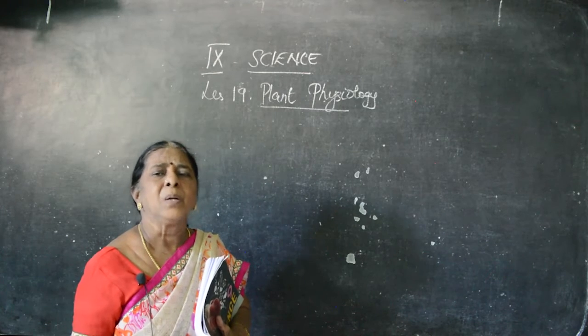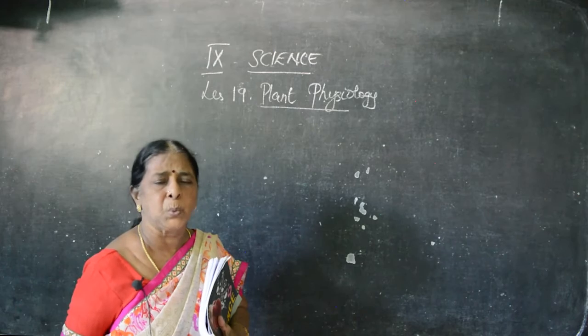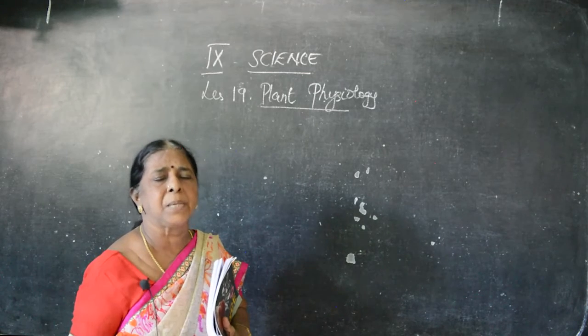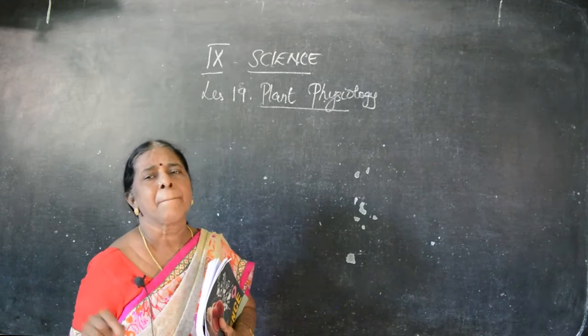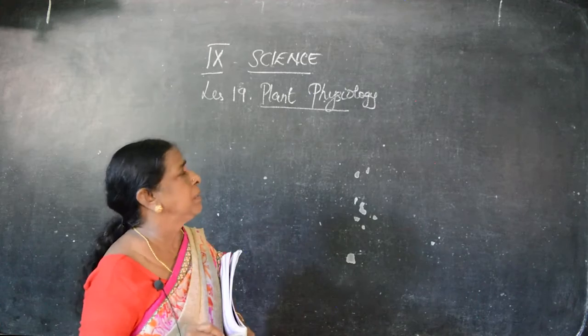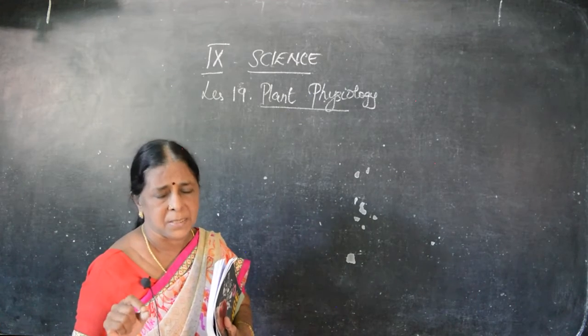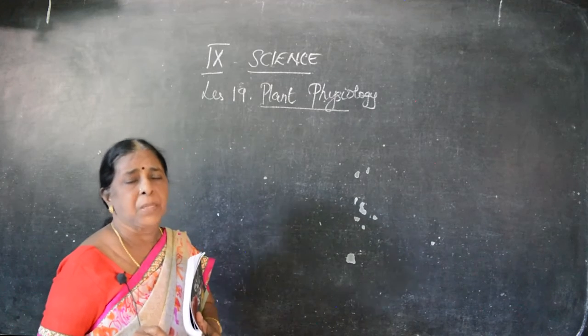I said already, for all plants and animals, they have binomial nomenclature. It has two names. The first one is the genus name, the other one is the species name. The genus name begins with a capital and the species name begins with a small letter. Clear? So here, Mimosa pudica is the biological name of the touch-me-not plant.